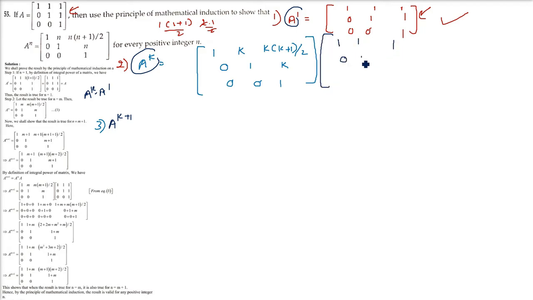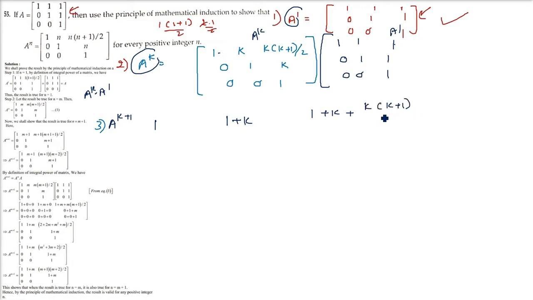So now I'm writing A raised 1 because I'm multiplying A raised k with A raised 1. I'm multiplying these two. This is simple matrix multiplication. So multiply 1 into 1 is 1, k into 0 is 0, k plus 1 by 2 into 0 is 0. So only 1 will remain. Now the first row with the second column, 1 into 1 is 1, k into 1 is k, and this into 0 is 0. First row with third column. So we have 1, 1, 1, so all has to be added, 1 plus k plus k plus 1 by 2.